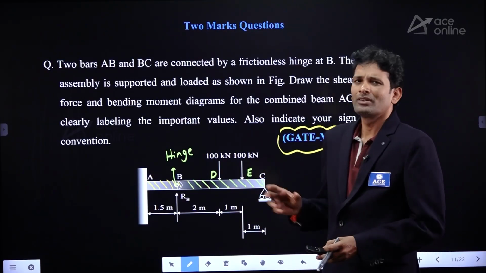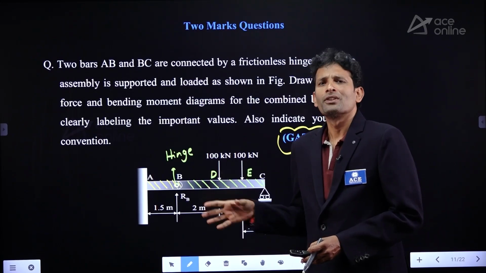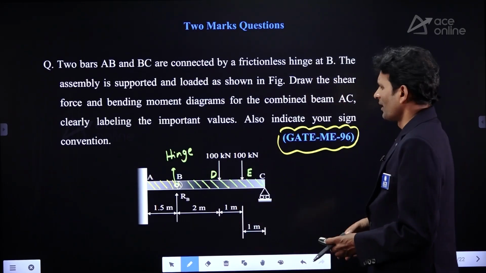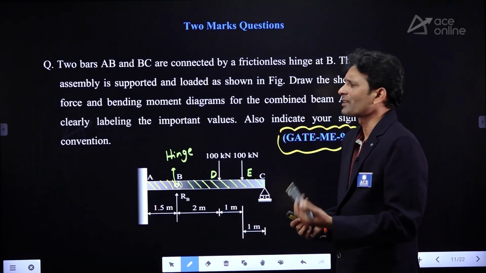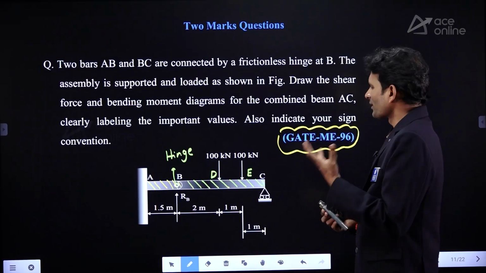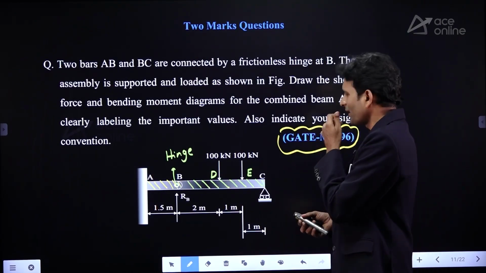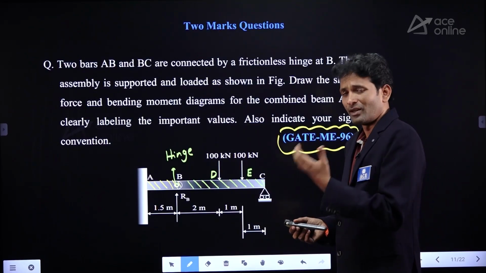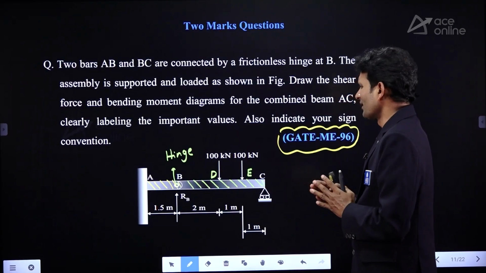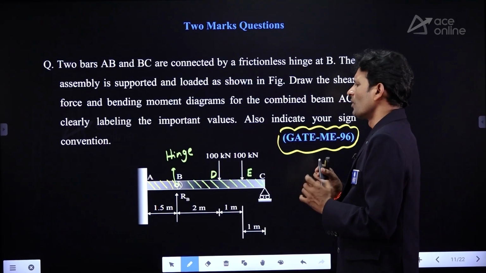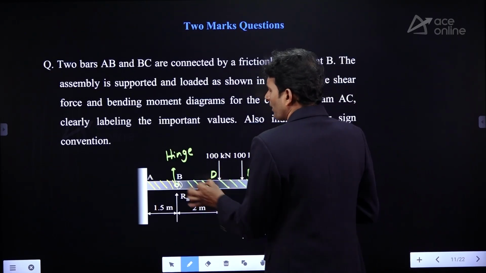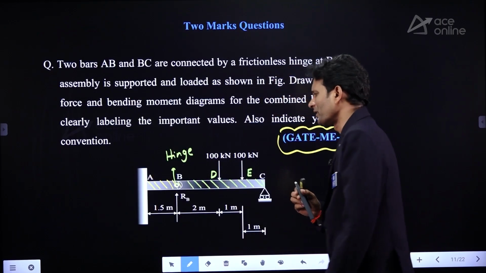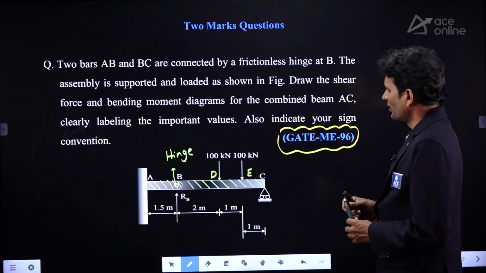That means at each section, you try to represent the shear force value as well as the bending moment value. Also indicate your sign convention. This is somewhat a conventional mode question, but it was given very long back. Generally, these types of problems are nowadays not asked in the examination. Directly they used to ask the shear force value or bending moment value at one particular point. Right? How to proceed with this one?